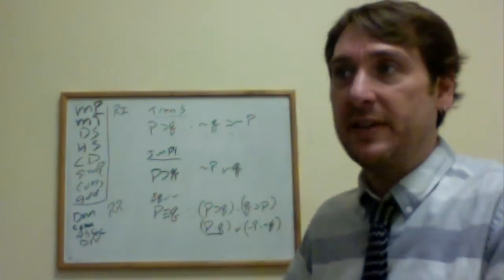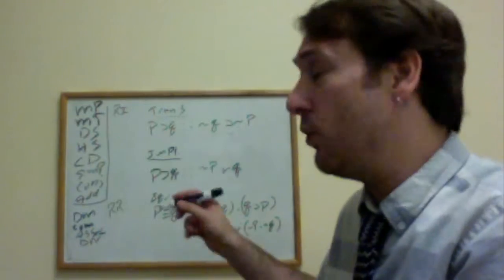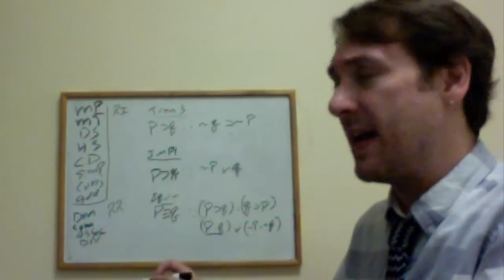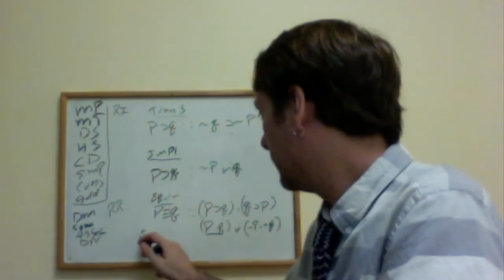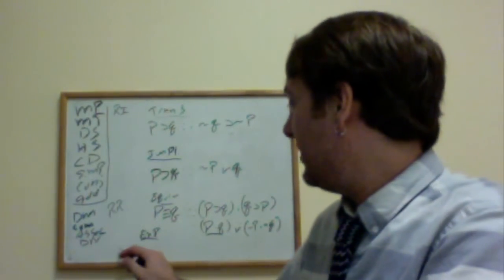Okay, sorry about that. Now we still have two more rules. The last one that's sort of difficult to master is exportation. Exportation tells us that these two statements are logically equivalent. If you have P and Q horseshoe R, then that's interchangeable with P horseshoe Q horseshoe R.